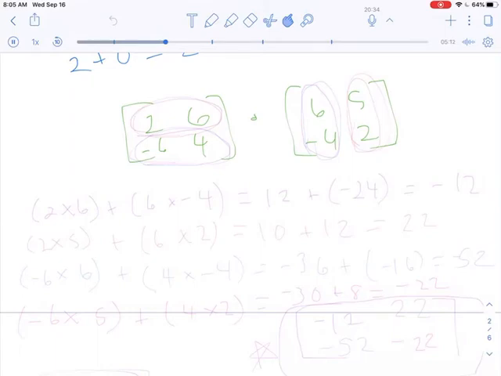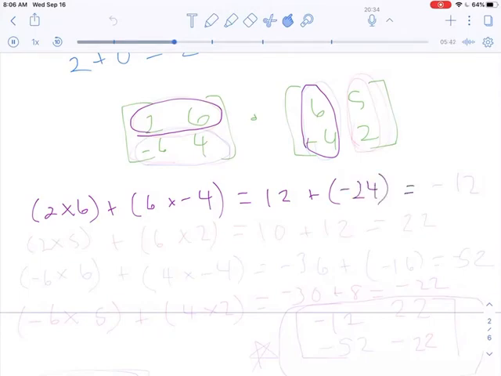rows by the columns. So we're going to be multiplying this row by this column to get our 1/1 element. What that looks like is 2 times 6 plus 6 times -4. That gives me 12 plus a -24, which gives me -12. So in my answer matrix, -12 is going to be my 1/1 element.